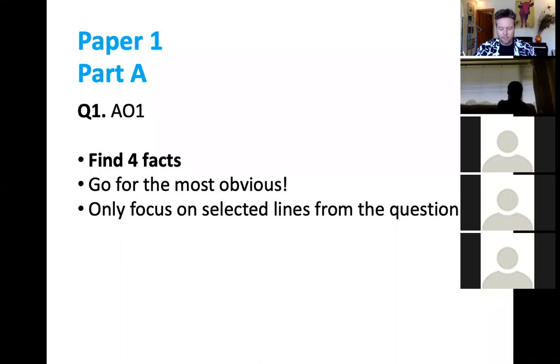So the question in the set A paper says from lines 1 to 4. Another thing that students go wrong is that they will answer from different parts of the extract, and make sure it's only from the lines that's mentioned in the question.